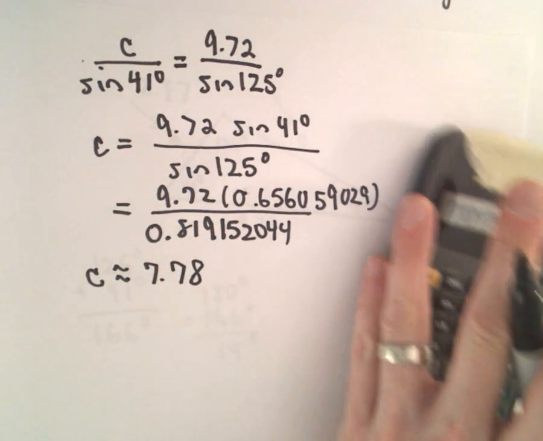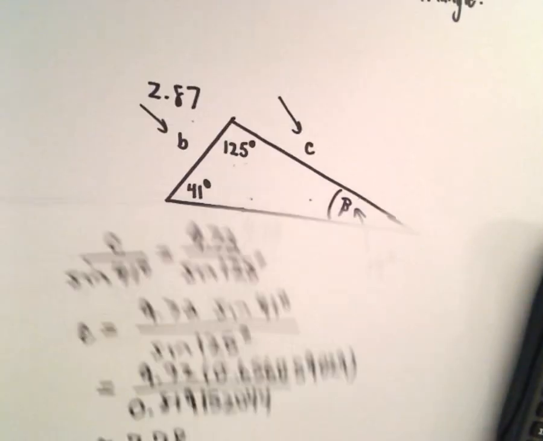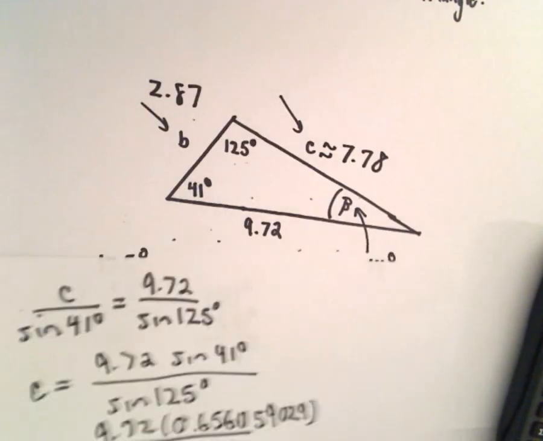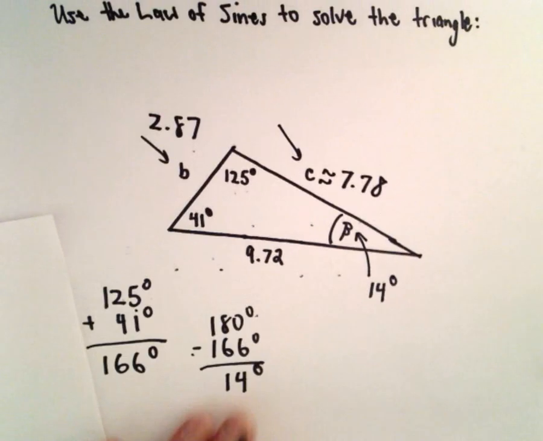7.78. So now we have all of the side lengths. We also have all of the angles. So we've now solved the triangle.